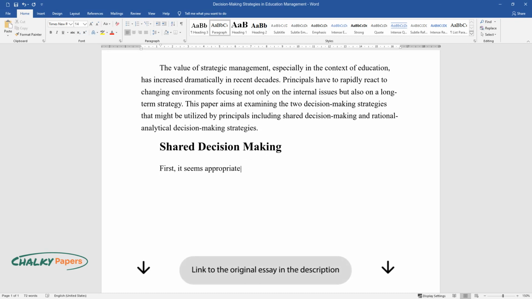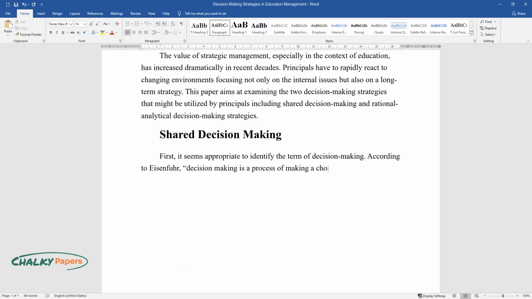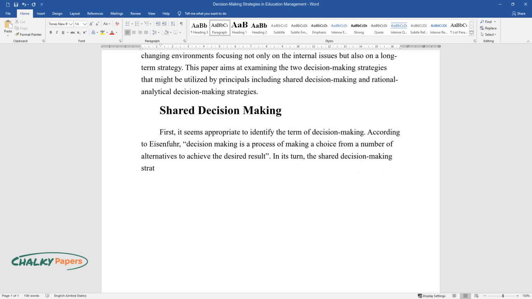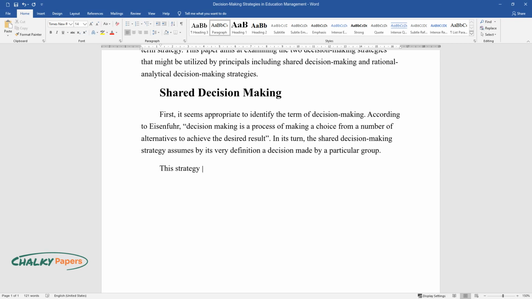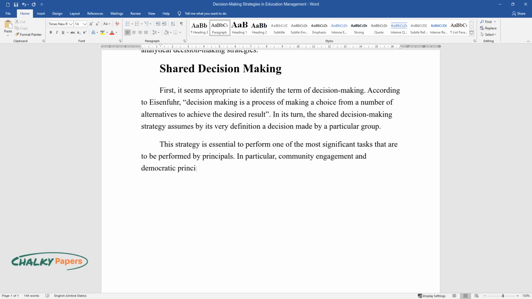Shared decision-making. First, it seems appropriate to identify the term of decision-making. According to Eisenfuhr, decision-making is a process of making a choice from a number of alternatives to achieve the desired result. In its turn, the shared decision-making strategy assumes by its very definition a decision made by a particular group. This strategy is essential to perform one of the most significant tasks that are to be performed by principals. In particular, community engagement and democratic principles follow shared decision-making.